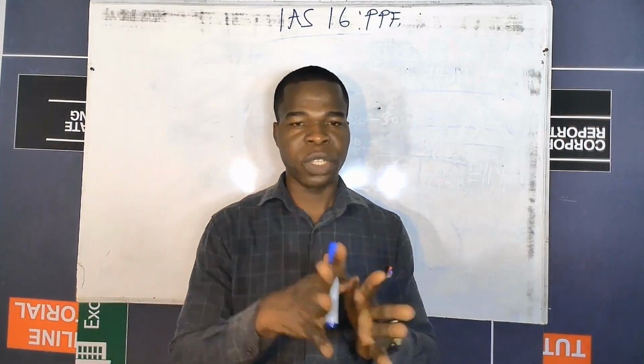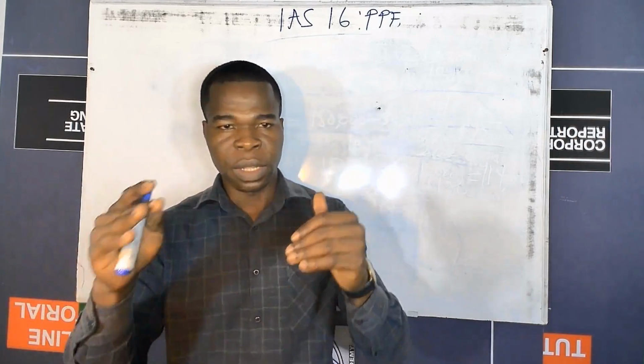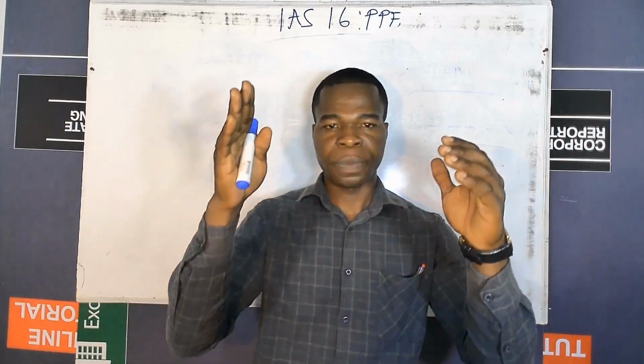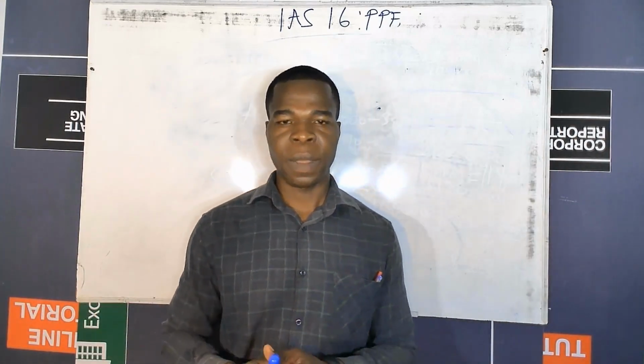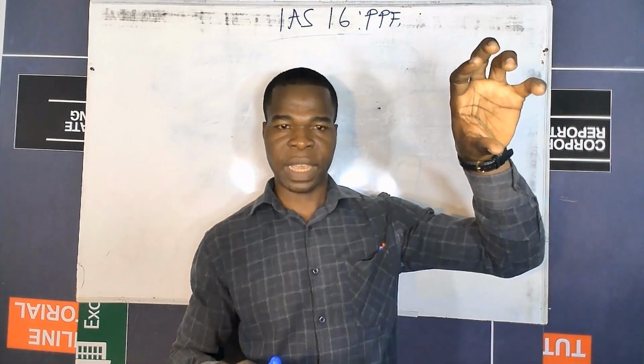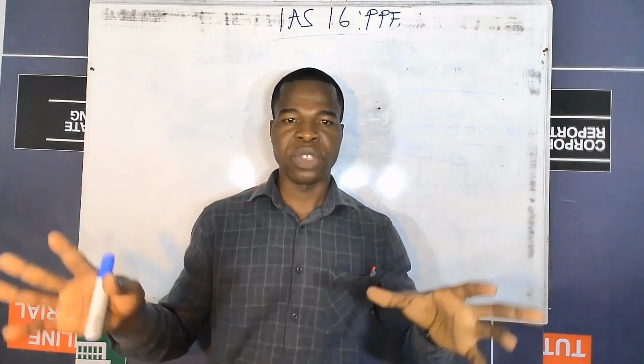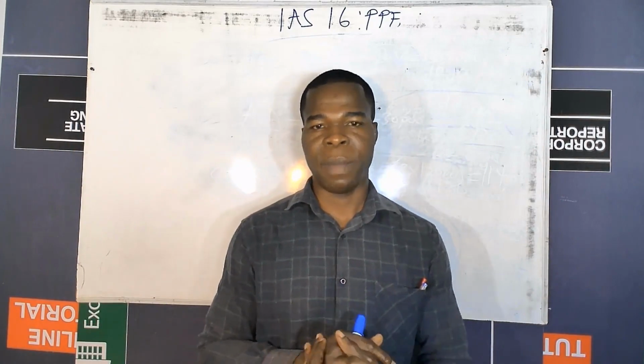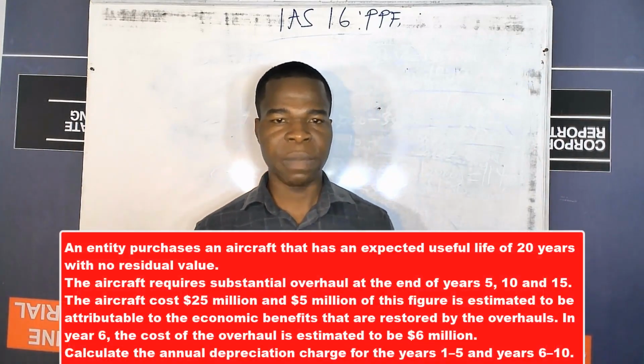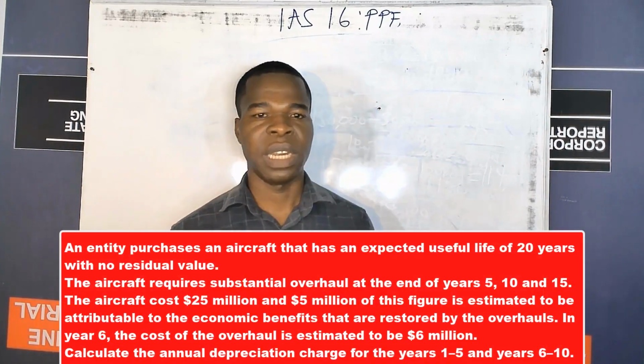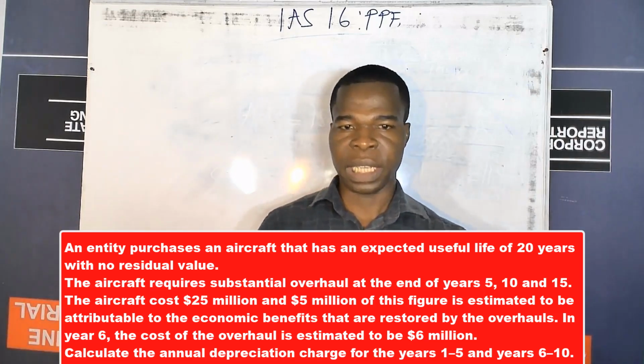So when there's a major inspection, you are supposed to know how to treat or account for each component. You are supposed to depreciate it from the cost of the asset, and then know how to account for each carrying amount. Without wasting my time, let's look at the question on the screen about major inspection and how we can go about it.